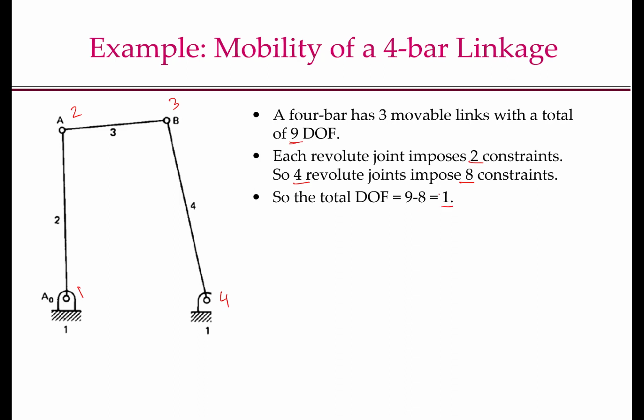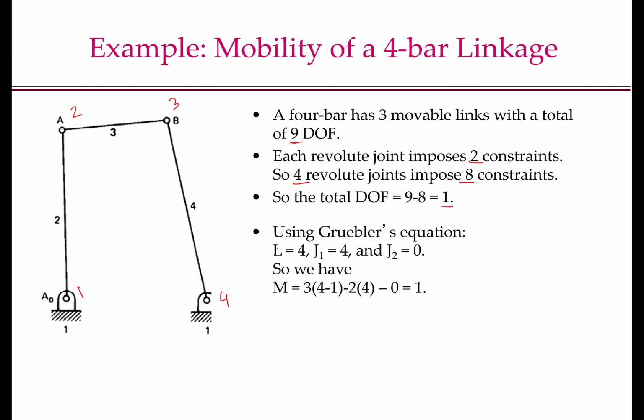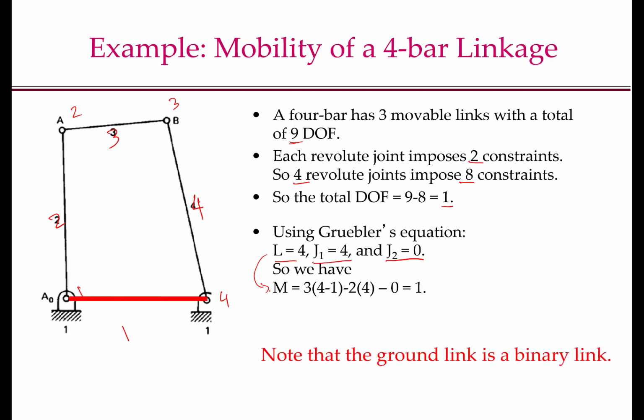Now let's look at what you get using Gruebler's equation. Number of links are 4, so they are numbered. The ground is 1, this is 2, this is 3, and this is 4. Number of 1 degree of freedom joints we already counted as 4. Number of 2 degree of freedom joints is 0. So you substitute this in this formula, and if you do the arithmetic, you get 1. Note here that the ground link is a binary link.